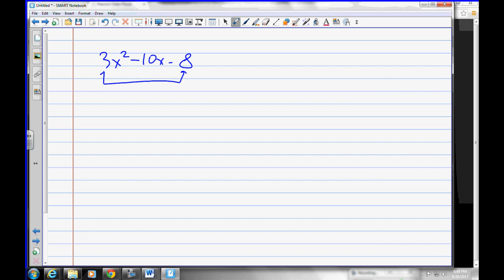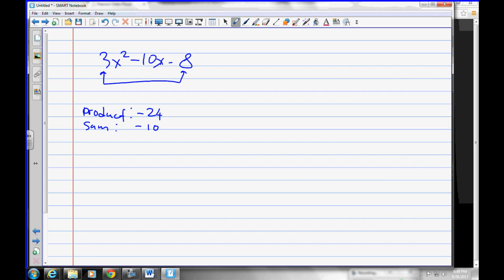You multiply these two numbers. What does that give you? 24. Only negative, right? So the product is negative 24. The sum is still negative 10.